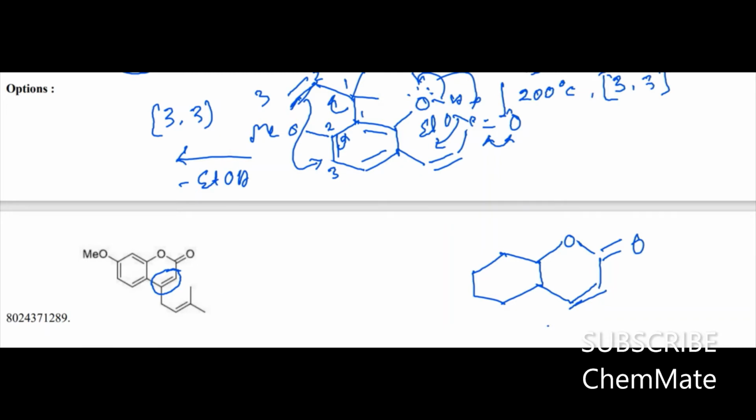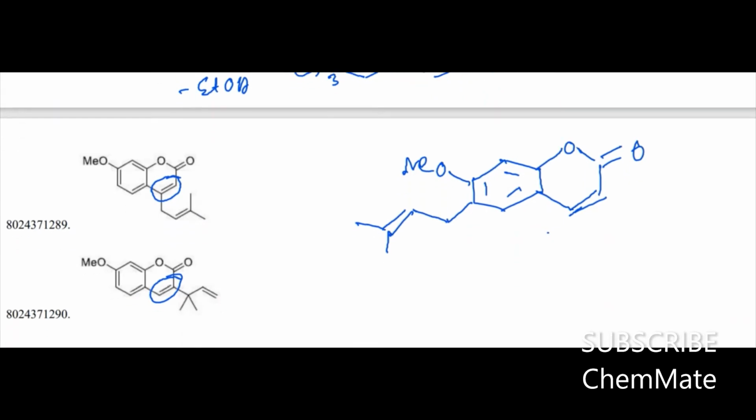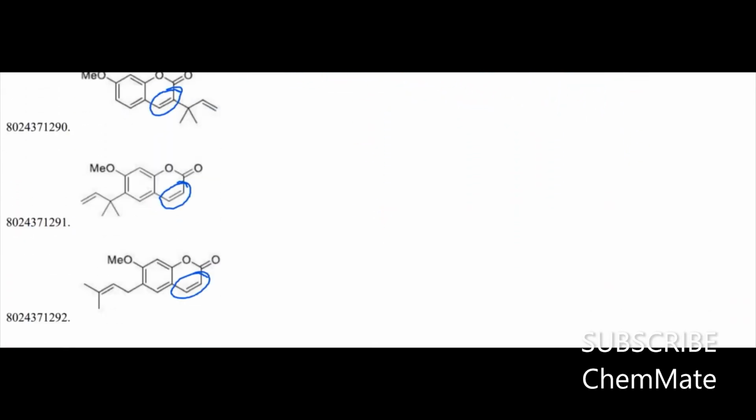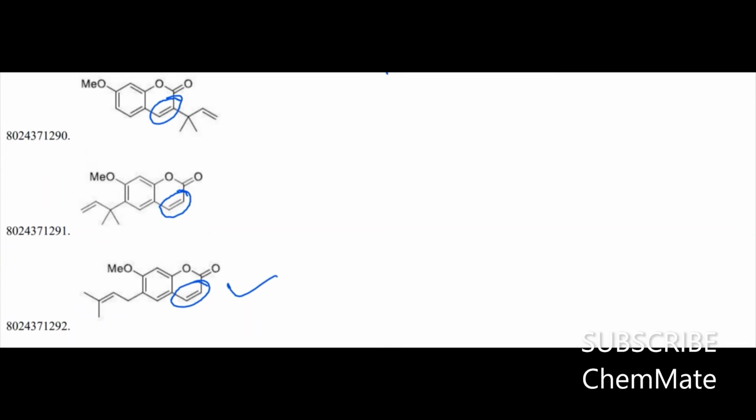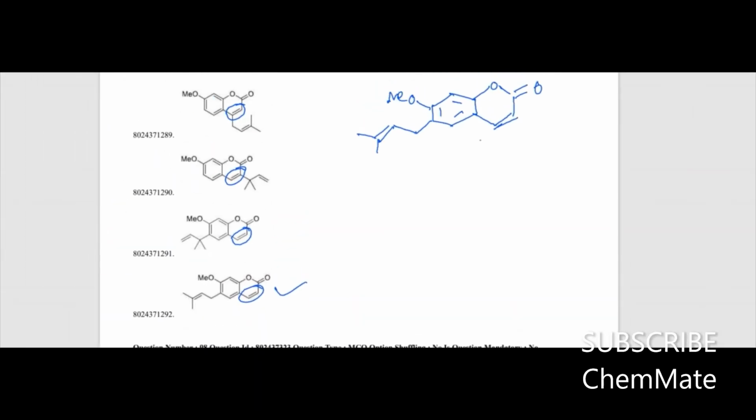Six-member ester will be formed, and the OMe will be as usual here, and this group will come to the para position 1 2 3. The double bond will be here, and the 2-methyl group will be in this position, and here aromatization will take place. So the product will be this. If we see the options, this is the product. So guys, if you have any doubt regarding this video, please let me know in the comment box.